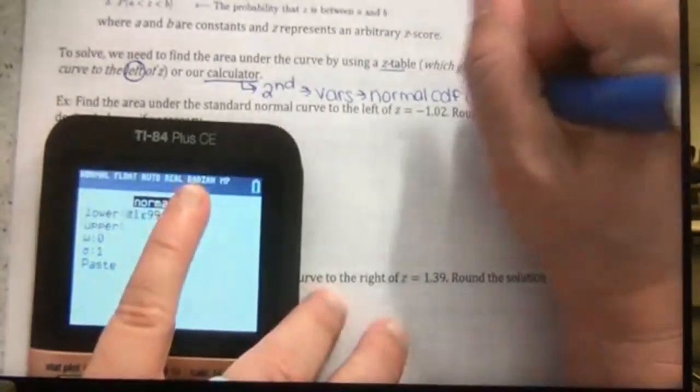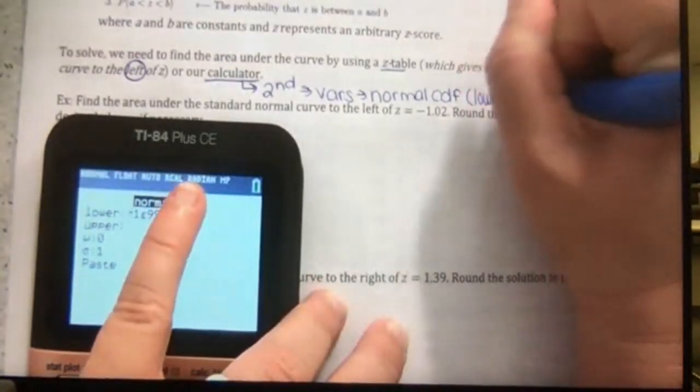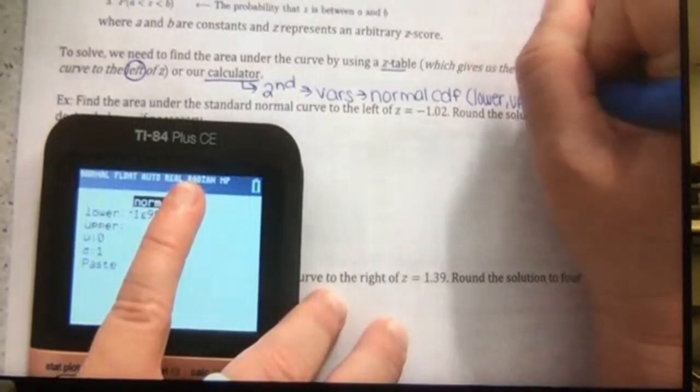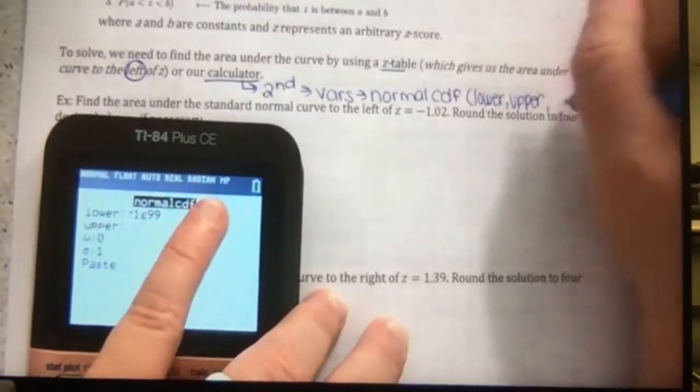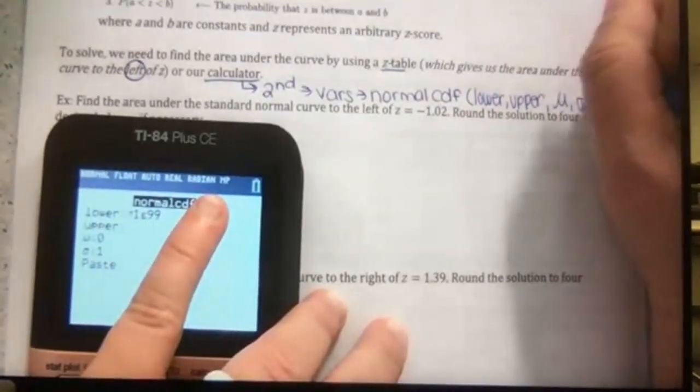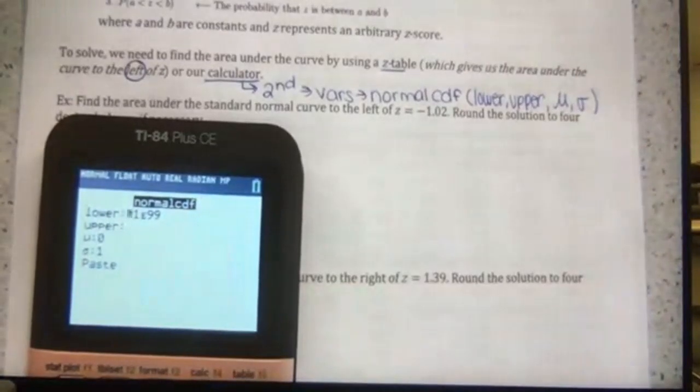So it's going to tell us our lower, which is our lower boundary, our upper, which is our upper boundary, our mean, and our standard deviation.